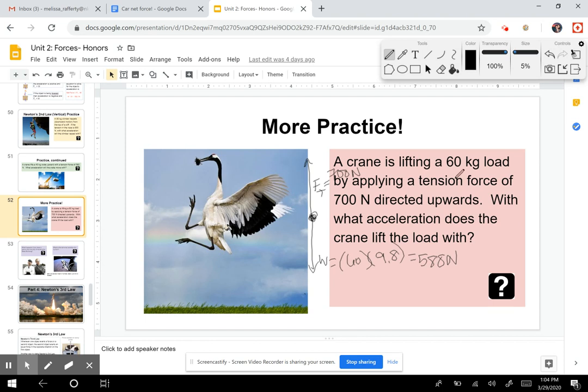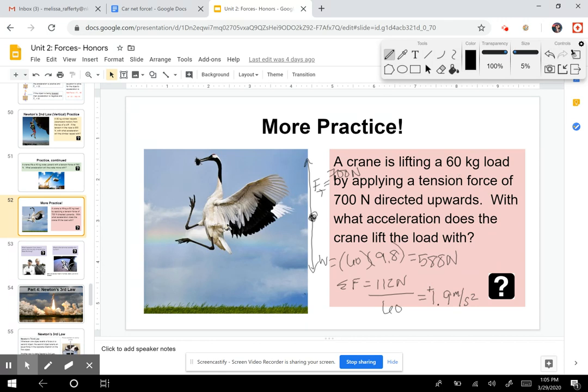So there's going to be a net force upward. So I should end up with a positive acceleration. So take your 700 and your 588 and solve for the net force. We have a net force, 700 minus 588, of 112 newtons upward. And then when we divide by the mass, net force over mass gives us acceleration. 1.86 repeating. So I'll just round that to 1.9 meters per second squared. Okay, so we did end up with a positive acceleration, which makes sense because we have a bigger upward force.